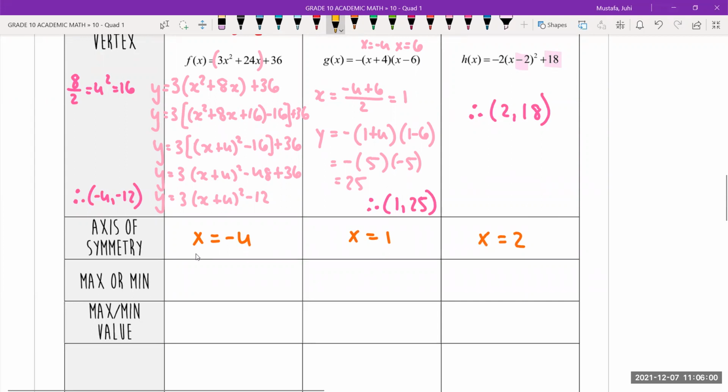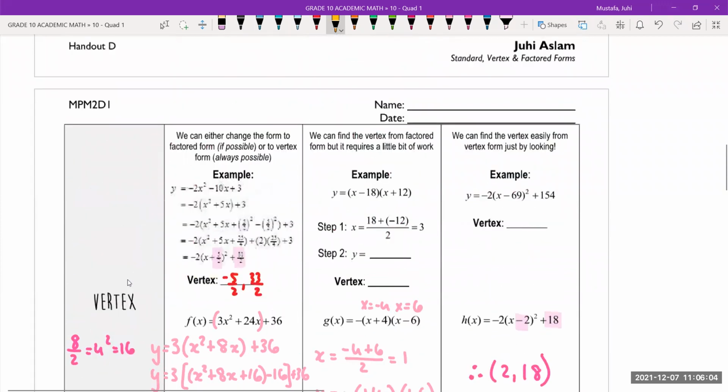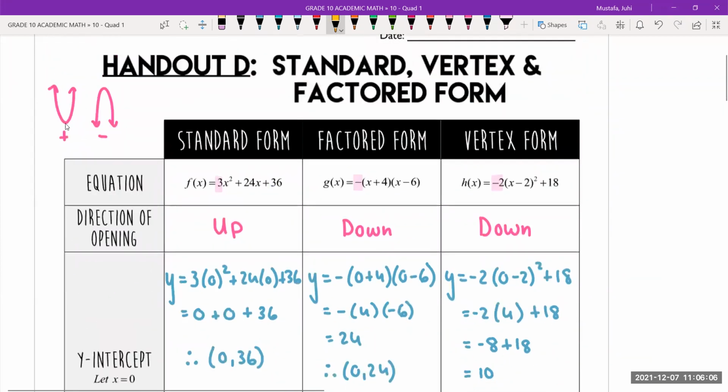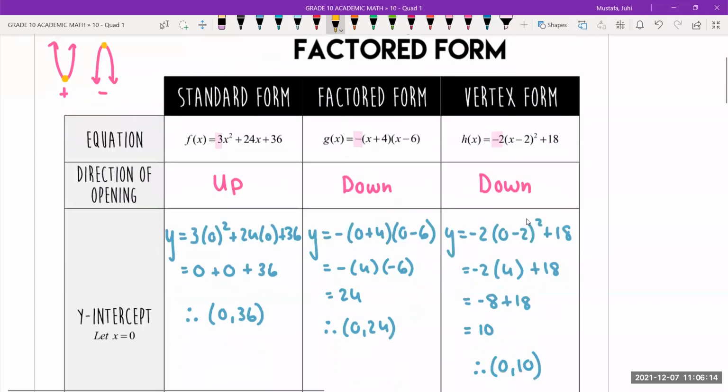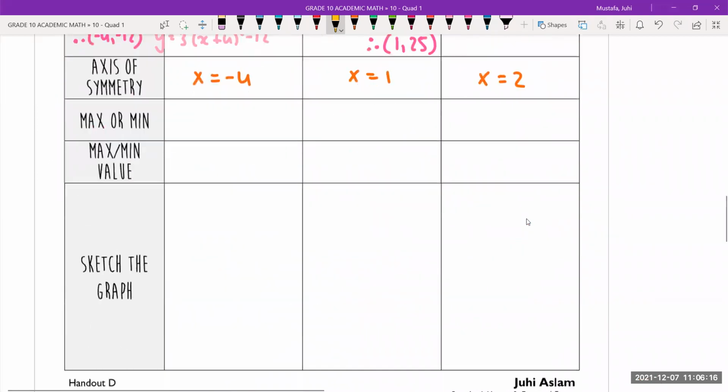How do we figure out if something's a maximum or a minimum? Well, it's kind of back to this very first one. If it opens up, then it's going to be a minimum. And if it opens down, it's going to be a maximum, right? So this one is going to be a minimum, maximum, maximum. So I'm just going to write minimum, maximum, and maximum.